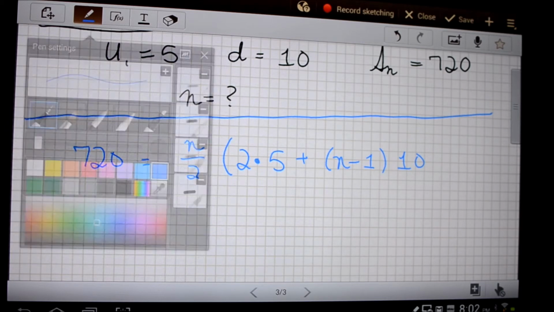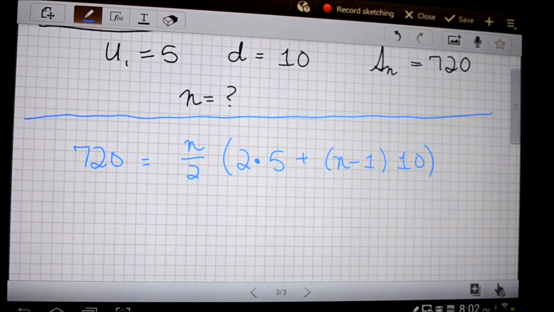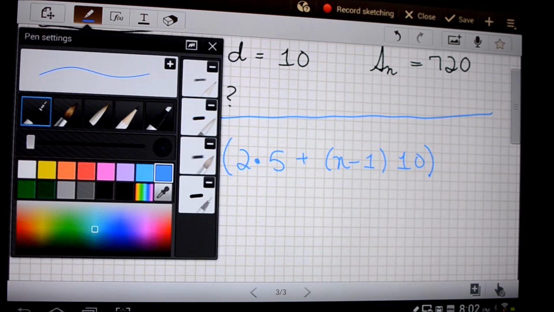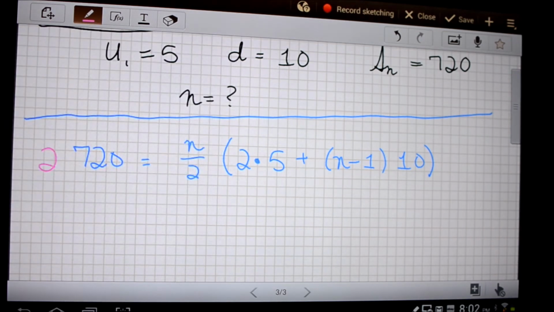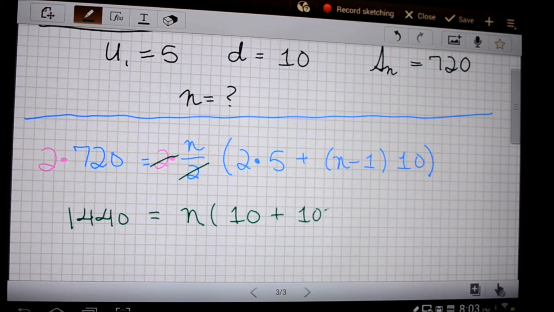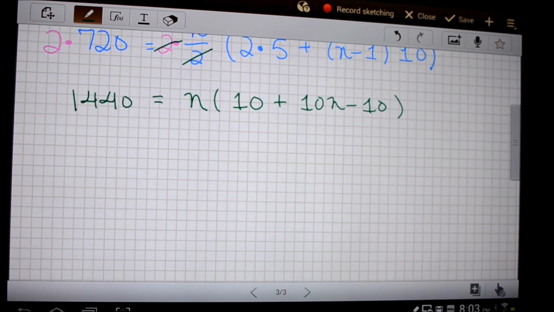I forgot my parentheses. I'm going to multiply both sides by 2 to get rid of my fraction, because we don't like fractions. They're kind of in the way, make things difficult. Better just to get rid of them. So this is 1440 equals n times (10 plus 10n minus 10). Ooh, we're going to wind up with a quadratic. Fun.